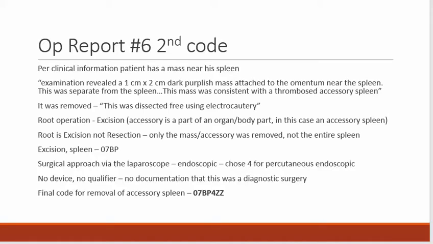The way that this was done was via the laparoscope. All of this work was done via the laparoscope. It states that the endo-catch bag was then introduced and used to retrieve the splenic lesion without spillage or contamination. So the surgical approach is laparoscopic, endoscopic, percutaneous, no device, no qualifier. The final code for the removal of the accessory spleen is 07B, P as in Paul, 4ZZ.